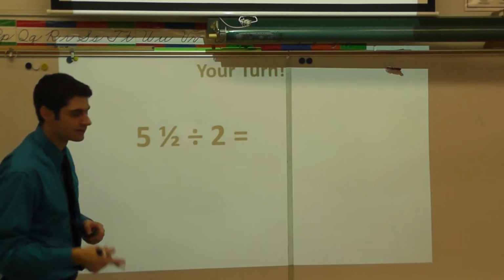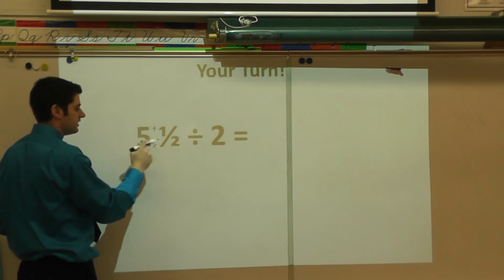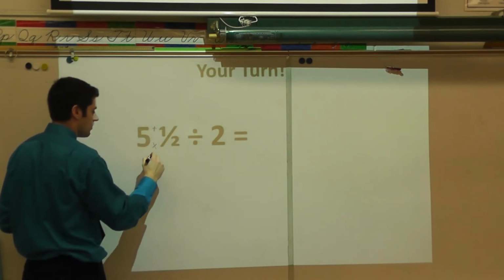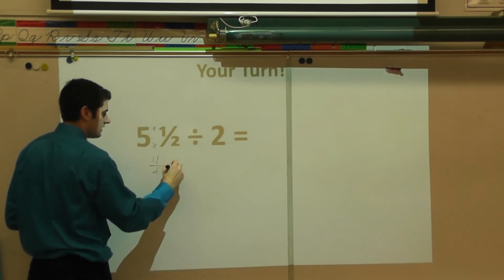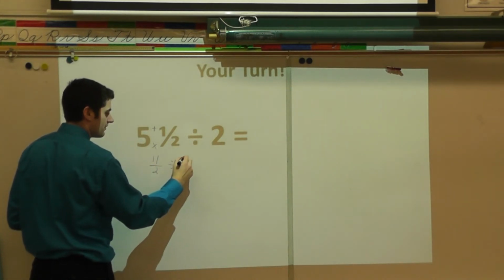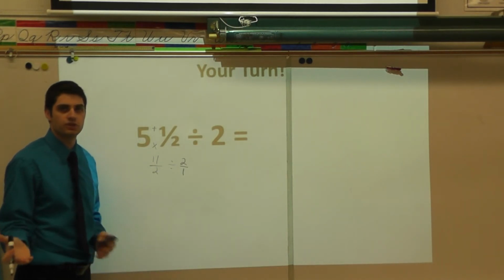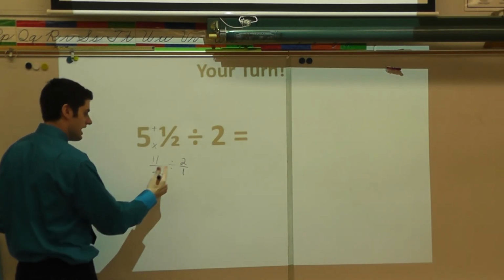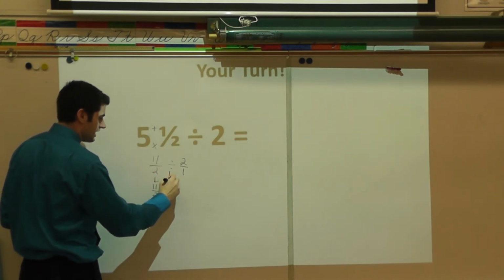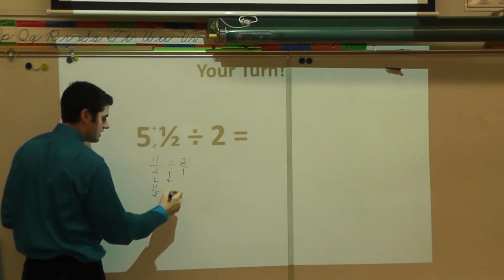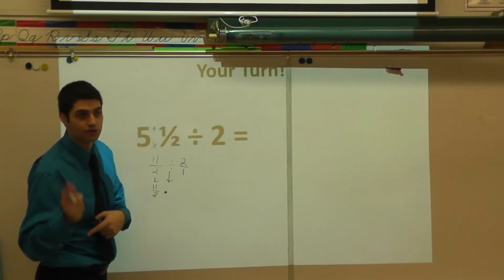Okay, let's take a look. 5 1/2. I'm going to use that backward C. 2 times 5 is 10. 10 plus 1 becomes 11. Leave my denominator the same. 2 is the same thing as 2/1. That's not a mixed number, so I don't have to change it into an improper fraction. Now I'm going to change my problem. Leave 11/2. Change the division sign to multiplication. And I'm going to flip and, you got it, recip.